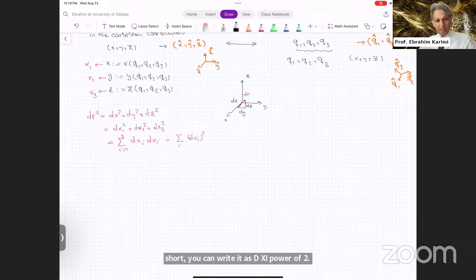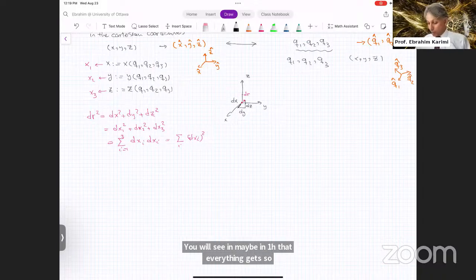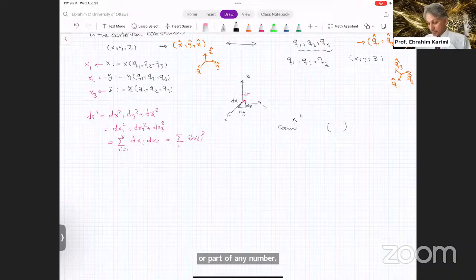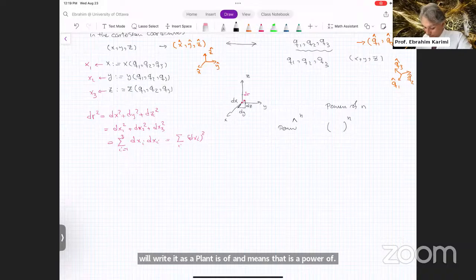Remember, you will see in maybe an hour that everything gets so complicated that whenever I go with a power of 2, or a power of any number, I will write it as a parenthesis. Parenthesis of n means that it is a power of n. But you will see, just be patient.